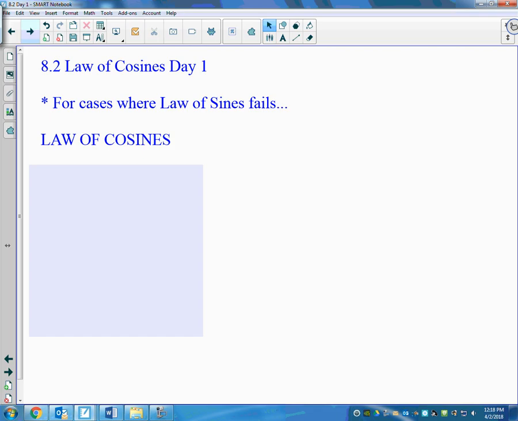Well, law of sines, you have to have at least a side and an angle, but what if you just had three sides or just three angles? You could use law of cosines, okay?